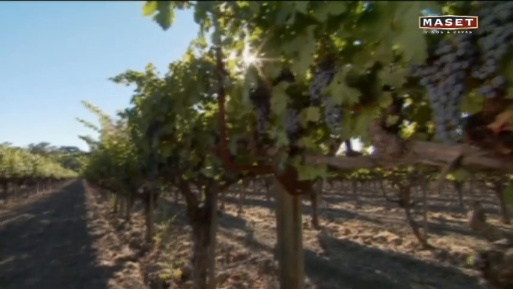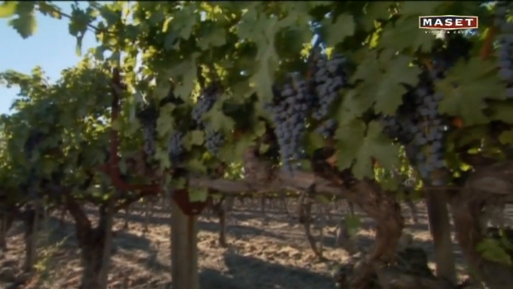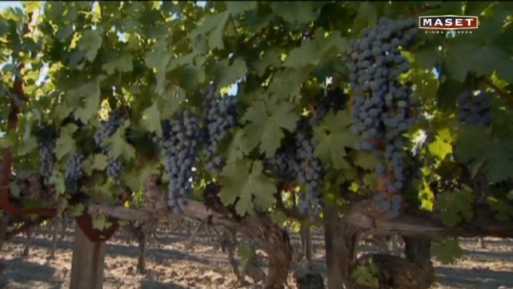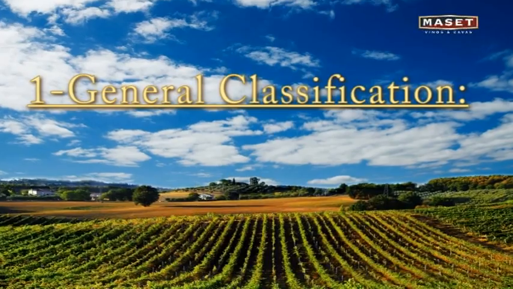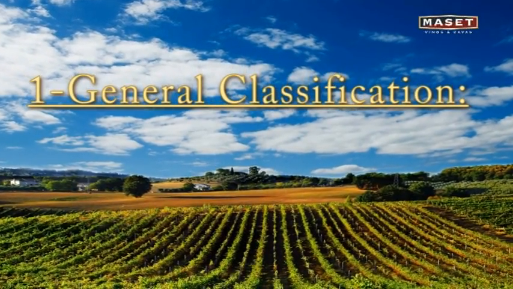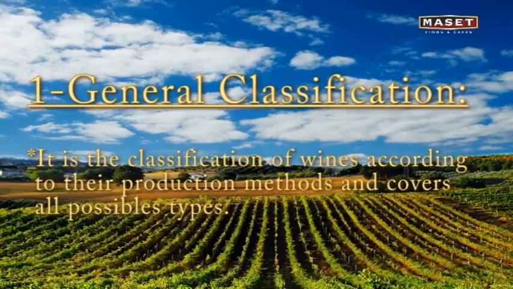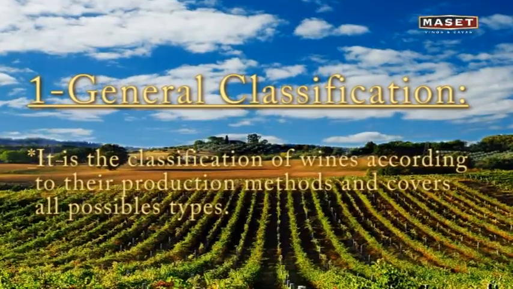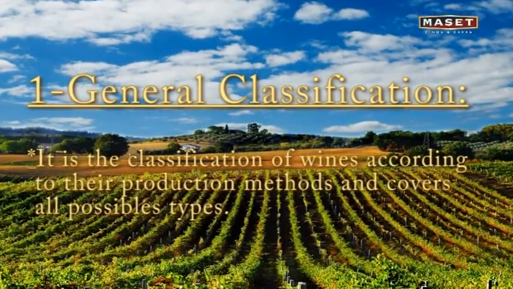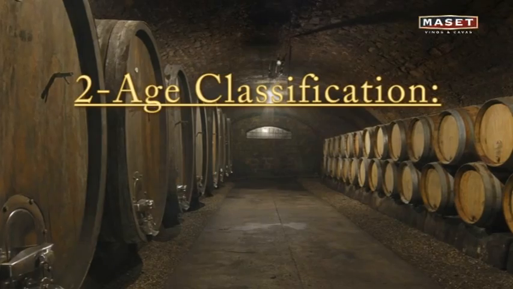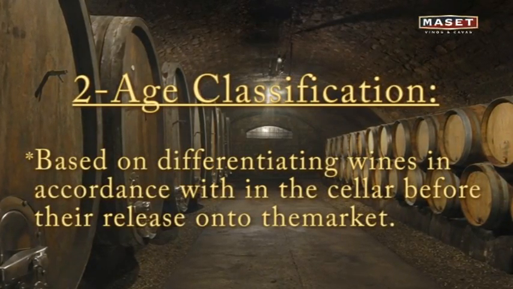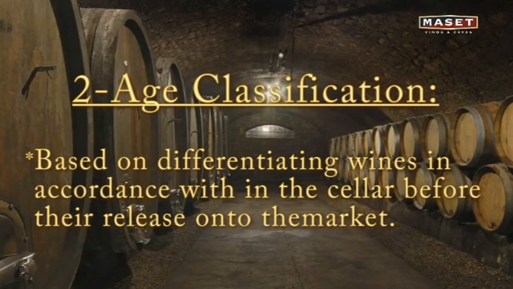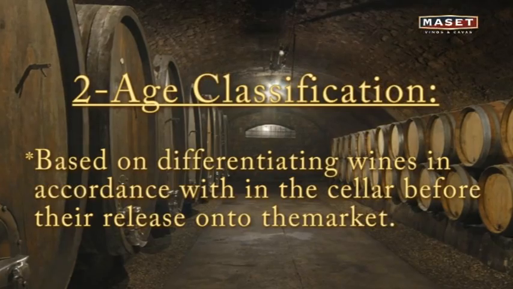Wine types. There are different classifications of wines, and we will focus on those three that we believe are most practical and general. 1. General classification. This is the most widespread and important. It is the classification of wines according to their production methods and covers all possible types. 2. Age classification. Based on differentiating wines in accordance with the amount of time that they have been aged for or put down in the cellar before their release onto the market.